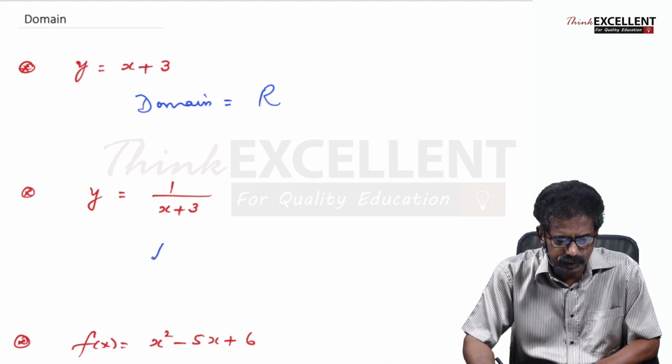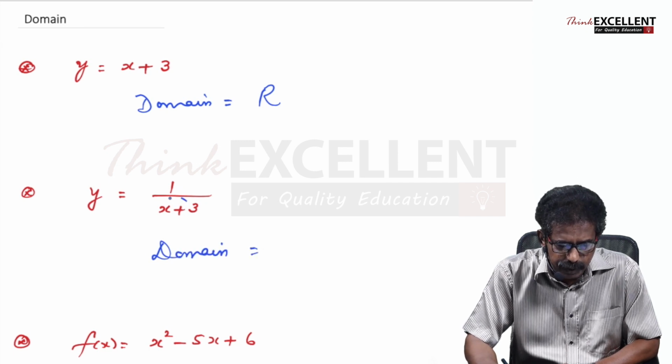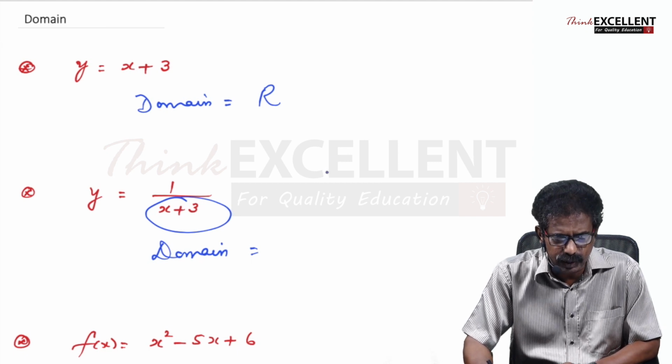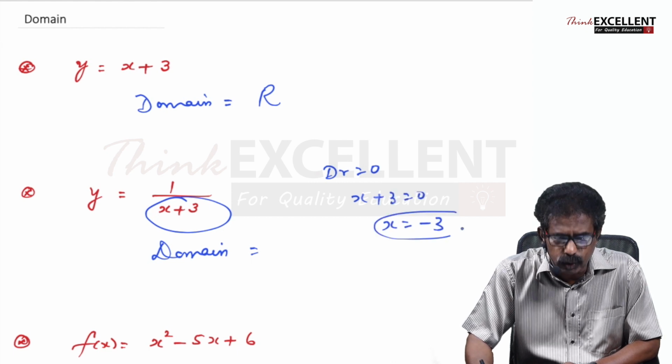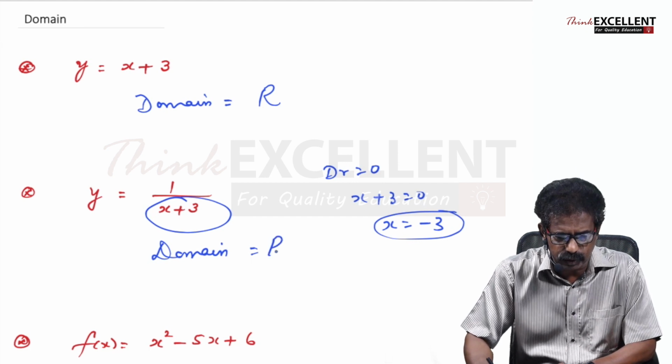For the next one, can you say? Very simple question. Domain is equal to, the denominator becomes 0 when x is equal to minus 3, right? So what you do, you put the denominator equal to 0, that is x plus 3 equal to 0, so x is equal to minus 3. This is the excluded value. This value has to be excluded. So domain is equal to R minus {minus 3}.